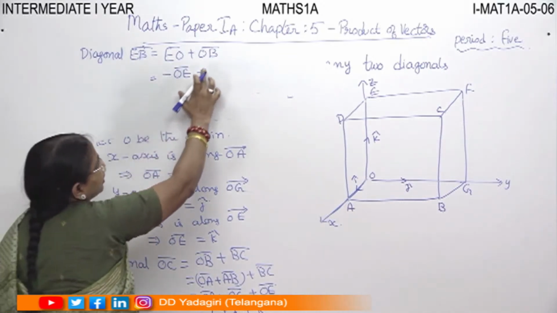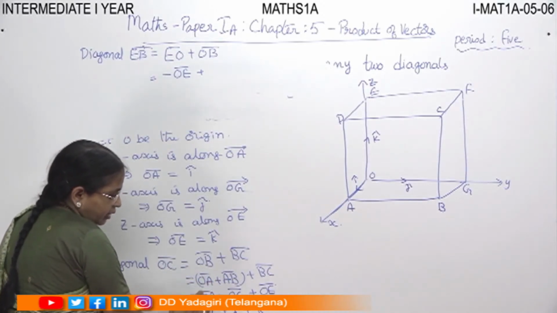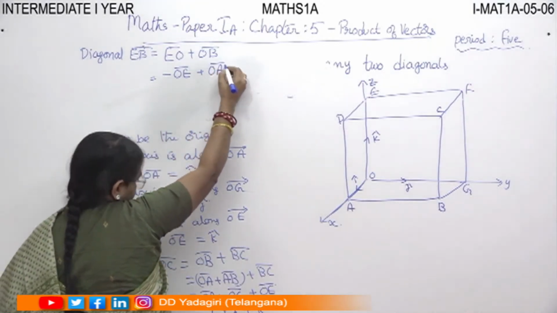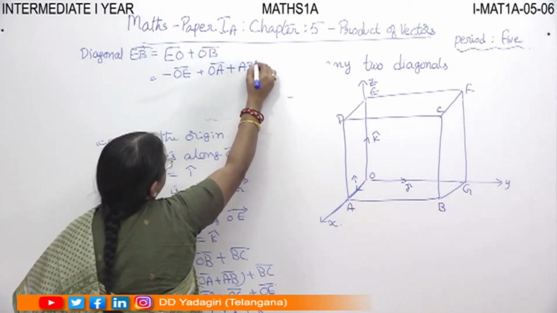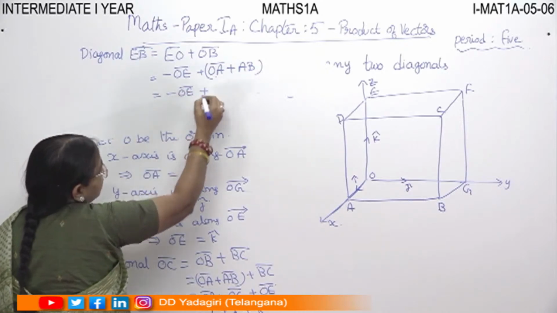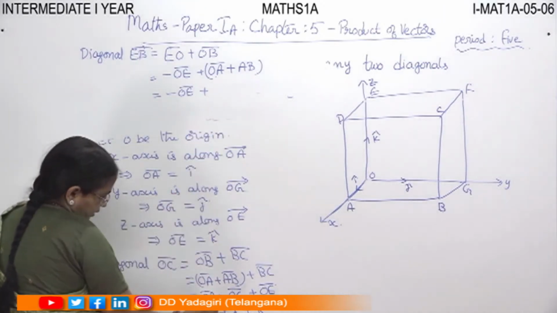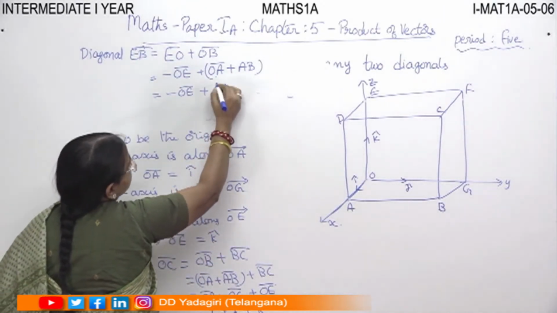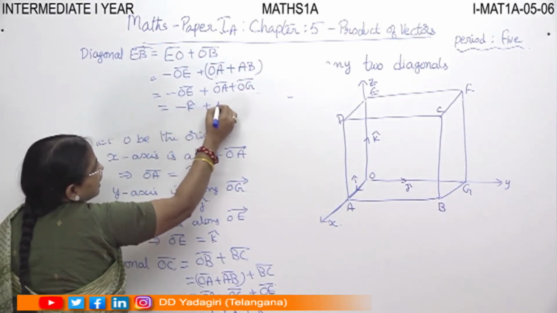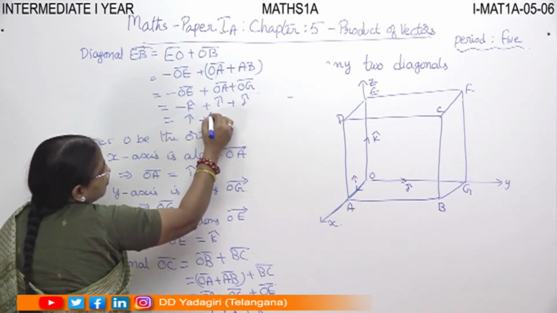So you are writing minus OE. Now again, what is OB? OB is OA plus AB. But again, AB is OG. So we'll substitute like this. So it is OA plus AB. So this is minus OE plus OA plus AB, I'll substitute directly. So it is OA plus OG. So it is equal to minus K plus I plus J, or it is equal to I plus J minus K.